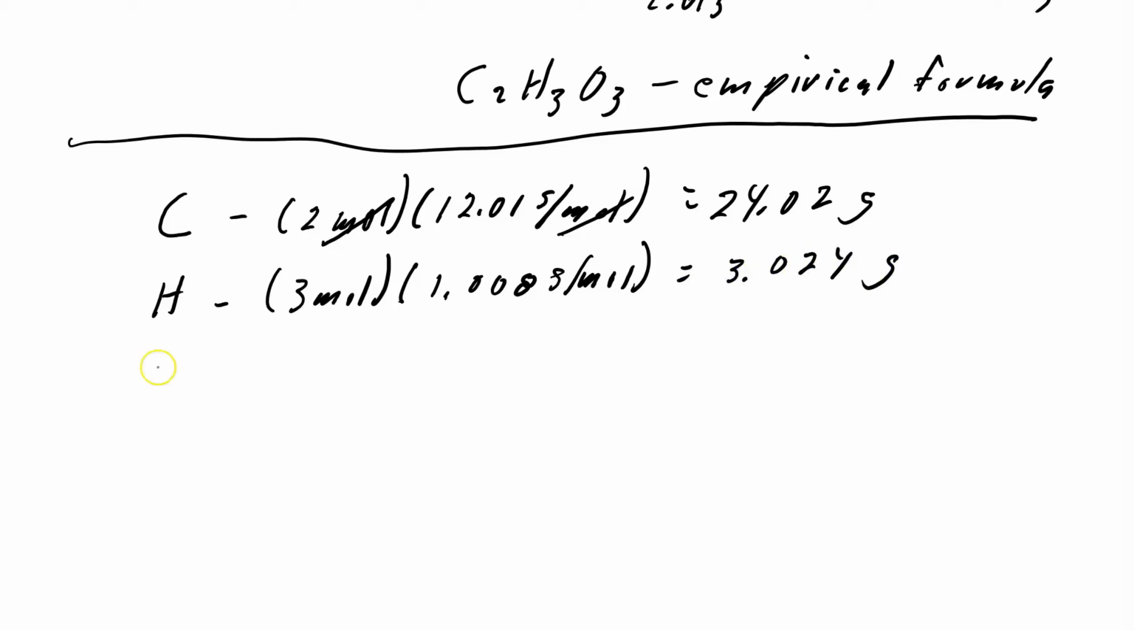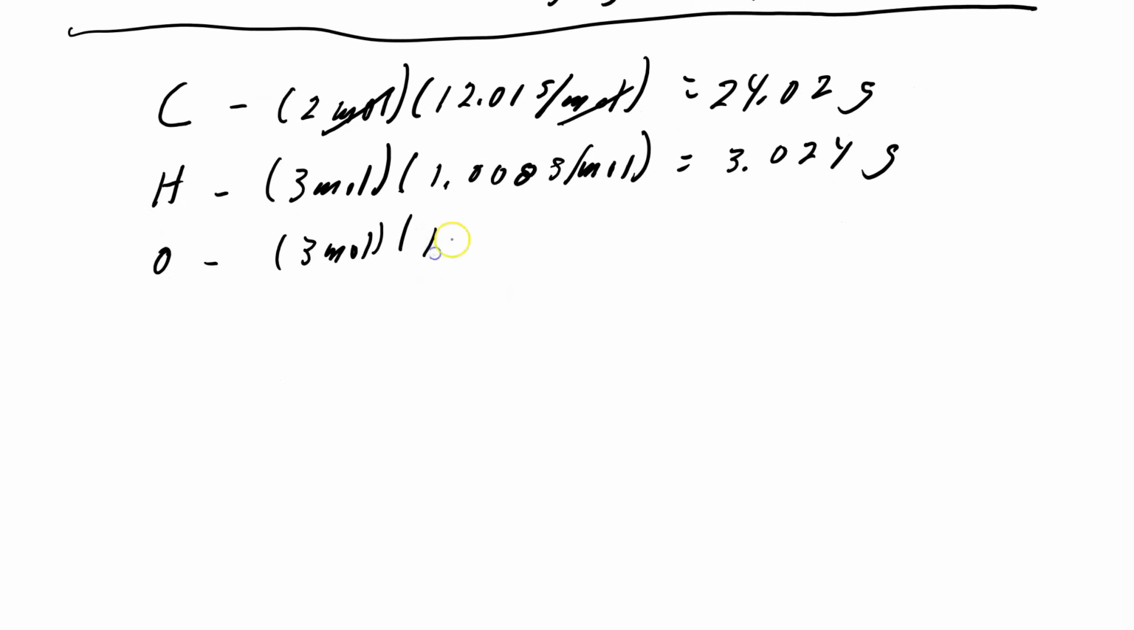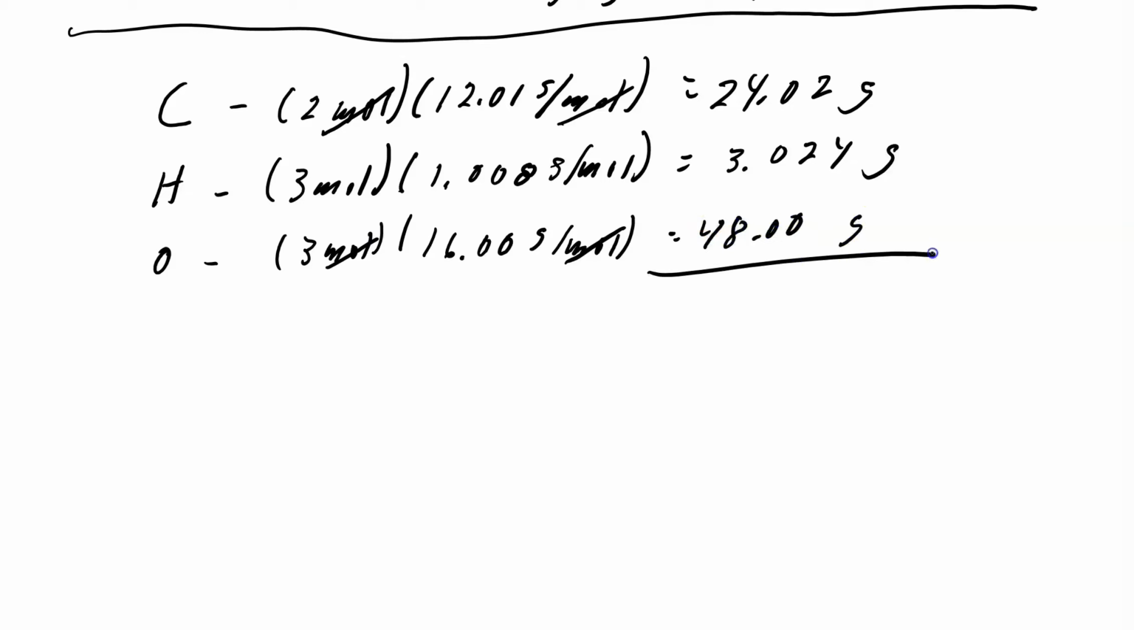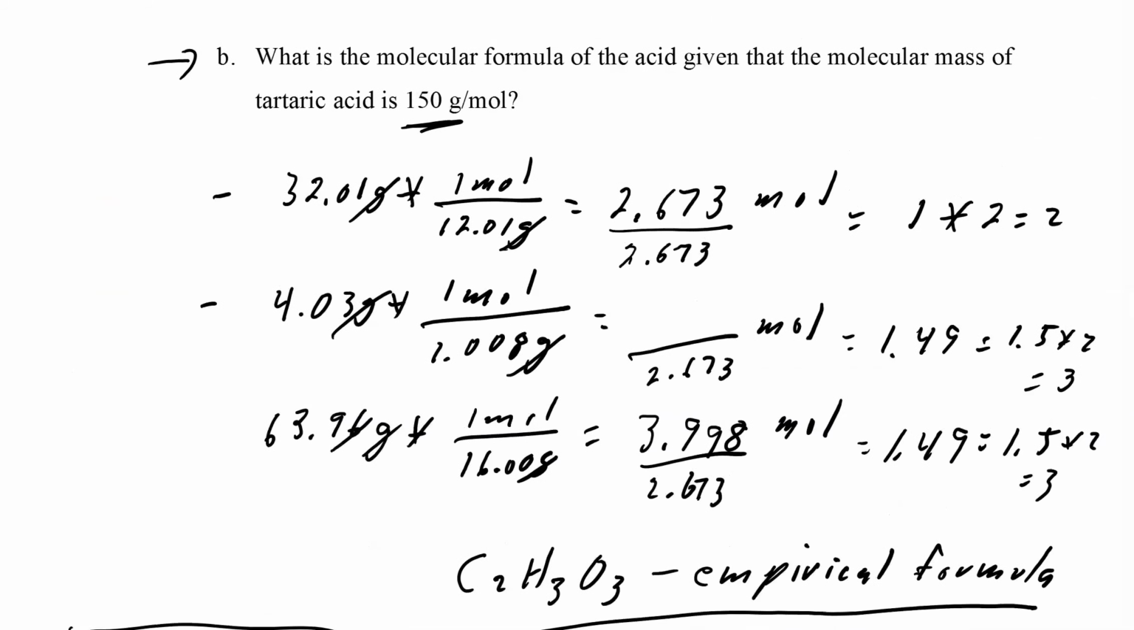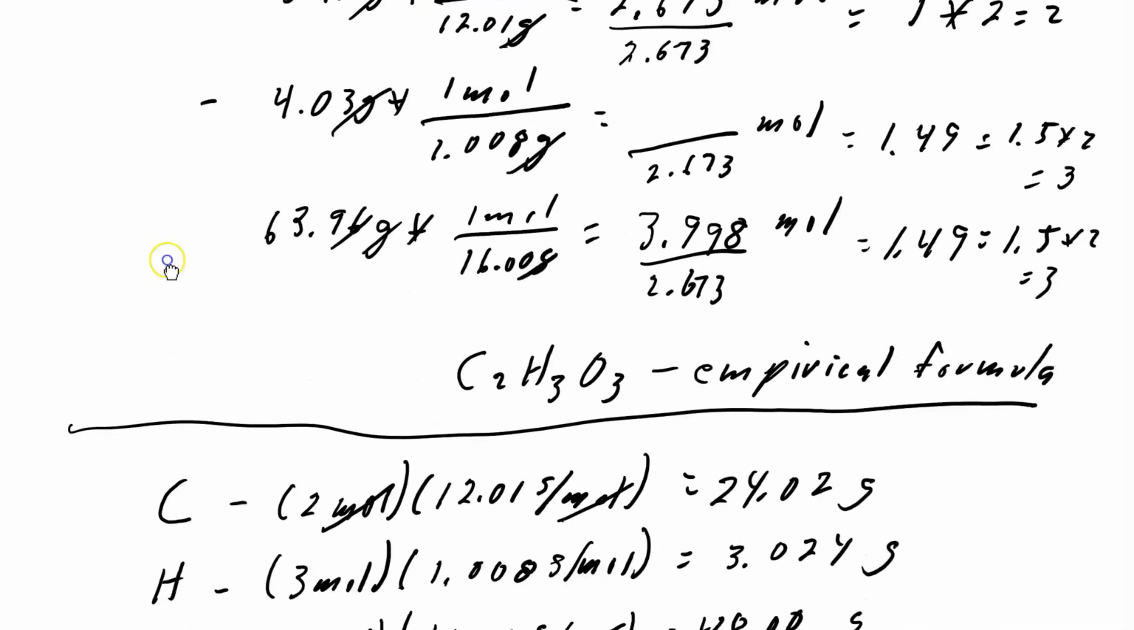And finally, oxygen, again 3 moles of oxygen in 1 mole of the compound, 16.00 grams per mole molar mass, and 3 times 16 is 48.00 grams. So we add these up and we're going to get 75.04 grams per mole, molar mass of the empirical formula. Now in the problem, we're told in part B that the molar mass of tartaric acid is actually 150, which of course is not 75.04.